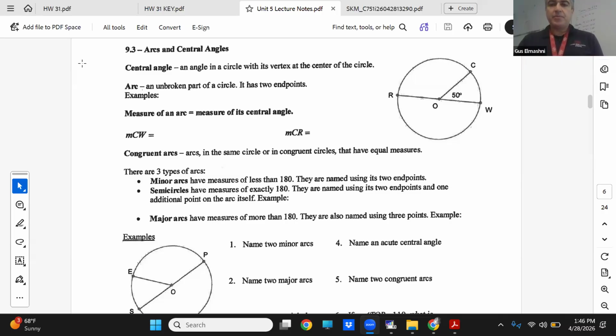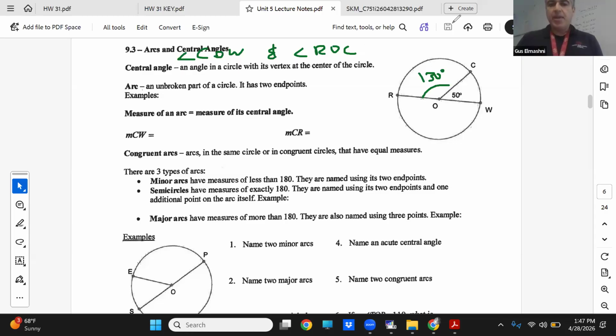So angle COW, that is a central angle. So is angle ROC. By the way, what would the measure be of angle ROC? 130. Yeah, because it has to form 180, right? Okay, so those are central angles where the center of the circle is the vertex of the angle.